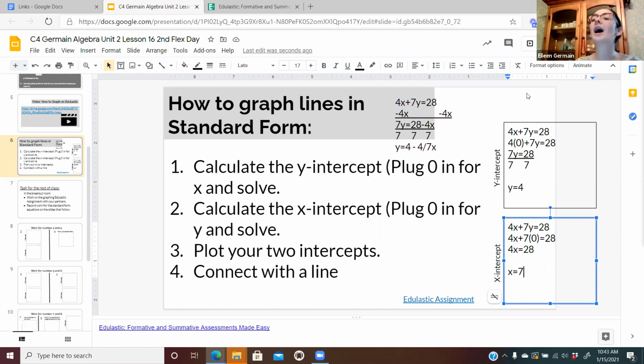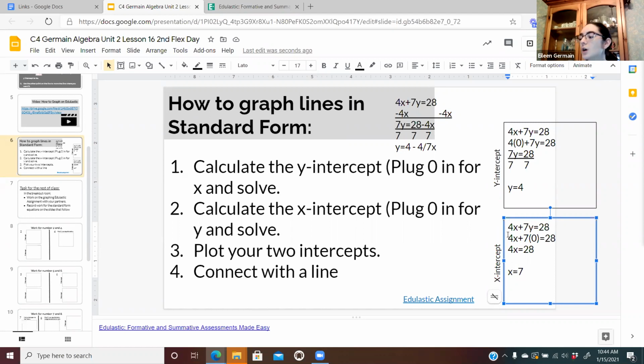So you have 2 options for how to graph standard form equations. It's your choice based on which one you feel more comfortable with. If you're really good at isolating equations, you can use this strategy. If you feel like you're not good at isolating equations, you might need to stick with finding your x and y intercepts. Okay? Does that make sense? This is very much on you to make a choice for yourself.